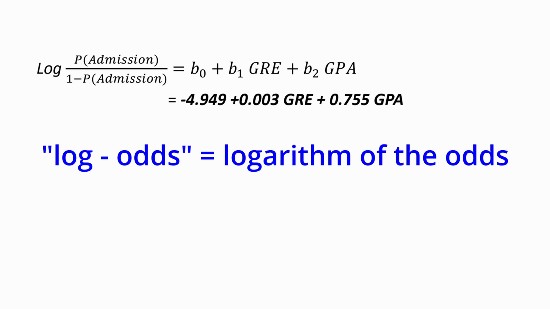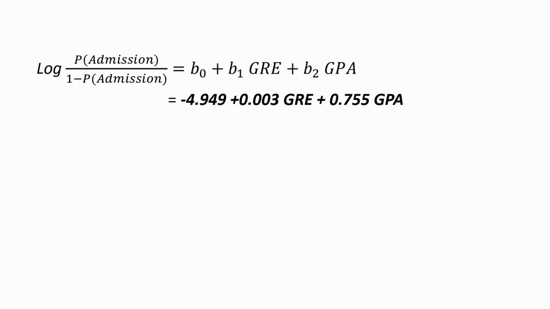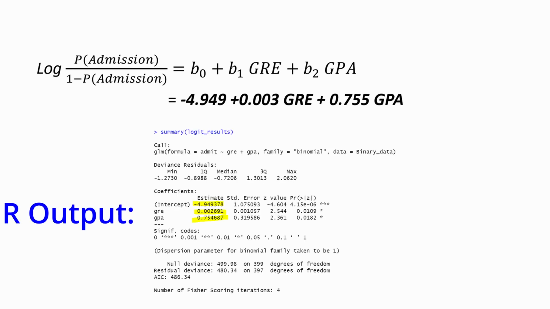So this is called the log odds, and it equals the intercept, plus B1, the regression coefficient for the GRE, plus B2, the regression coefficient for the GPA. So this is from the R output. We just write out the statement based on the numbers in the output.